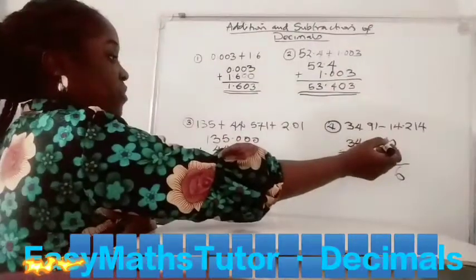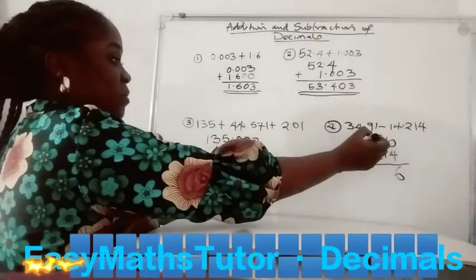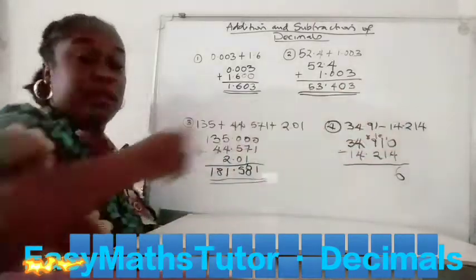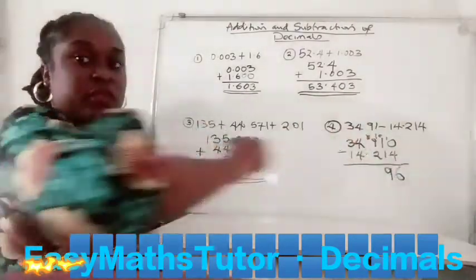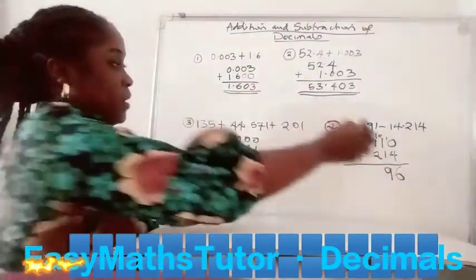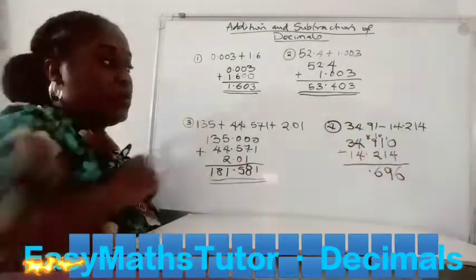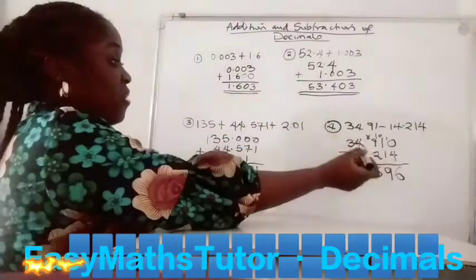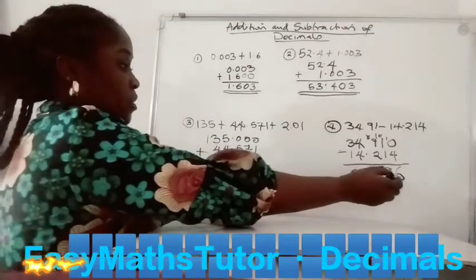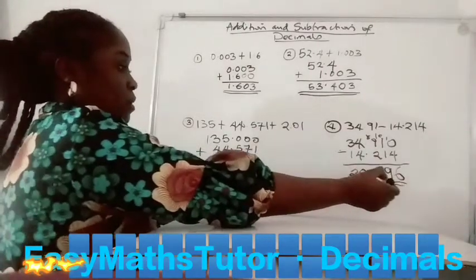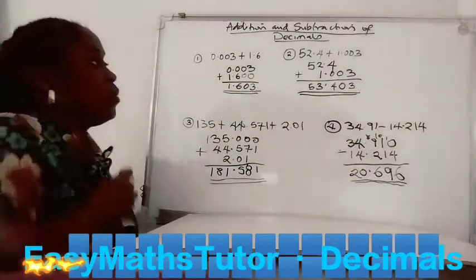Because we borrowed 1 from here, we're left with 0. Borrow from 9, we'll now be left with 8, so this will be 10. 10 minus 1 gives us 9. Then 8 minus 2 gives us 6, right? Then here we have 4 minus 4 giving us 0, 3 minus 1 giving us 2, okay? So that is that.